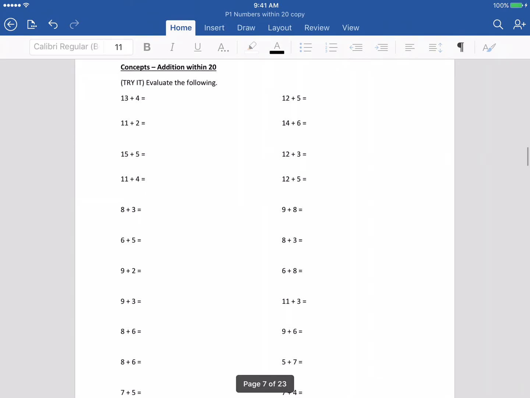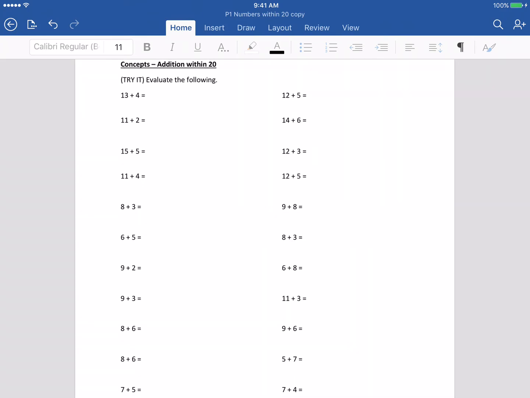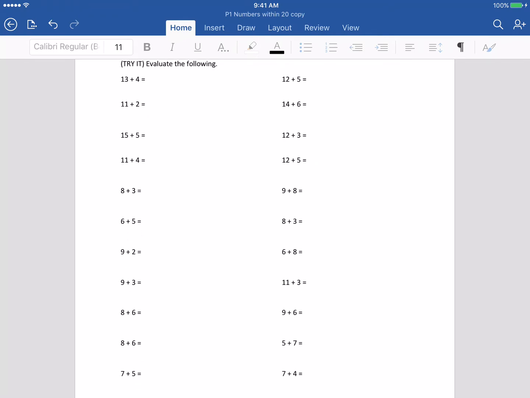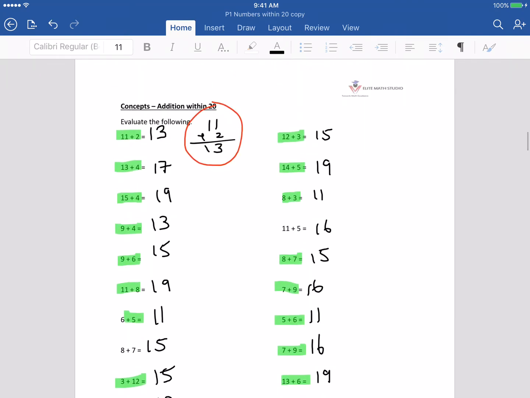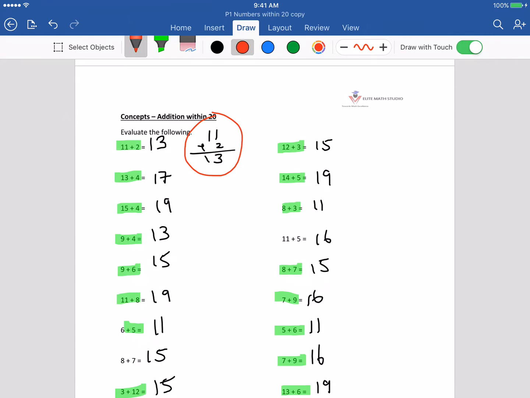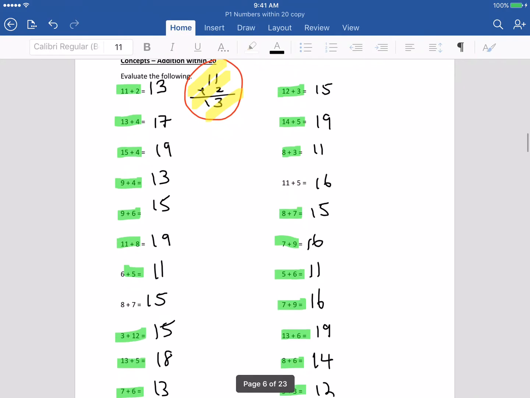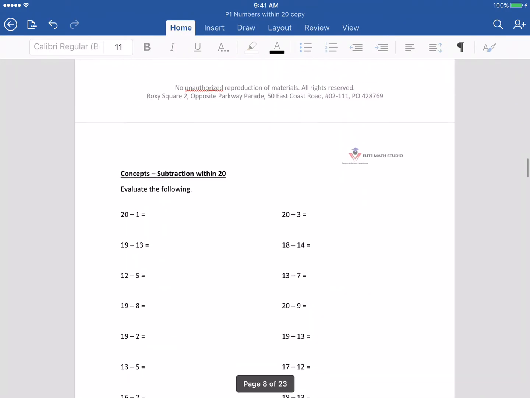It's just some basic exercises, addition of whole numbers within 20. Best if you can do it mentally, else you can simply do the working out, just as this one. Same thing, just do the working out for this. Okay, let's move on to the next concept.